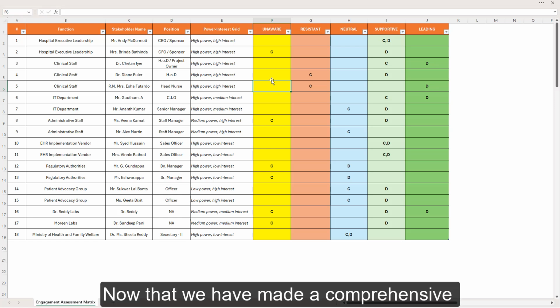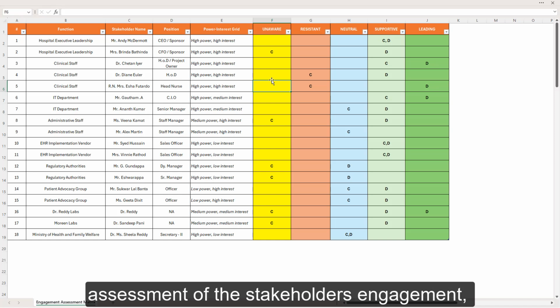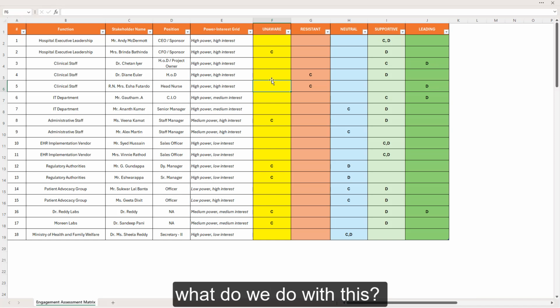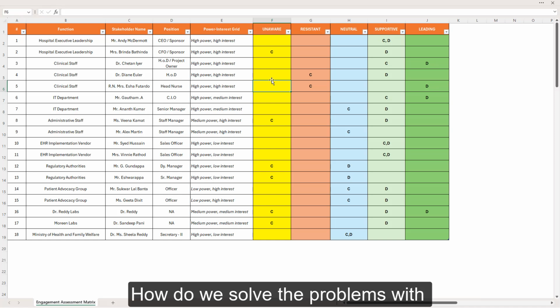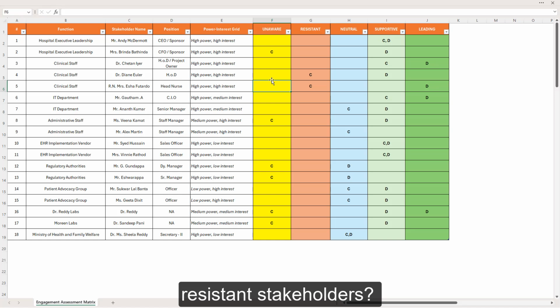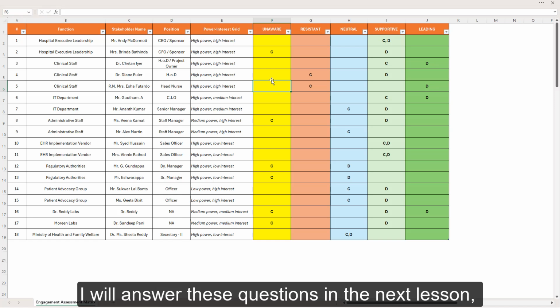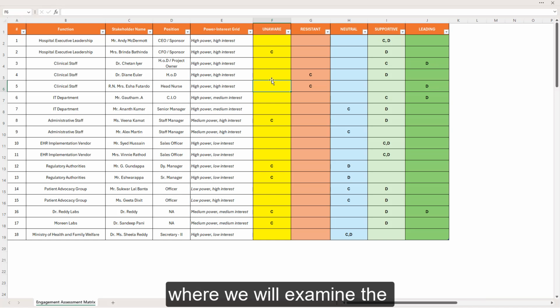Now that we have made a comprehensive assessment of the stakeholders' engagement, what do we do with this? How do we drive the engagement levels up? How do we solve the problems with resistant stakeholders? I will answer these questions in the next lesson where we will examine the stakeholder engagement plan. So I'll see you there.